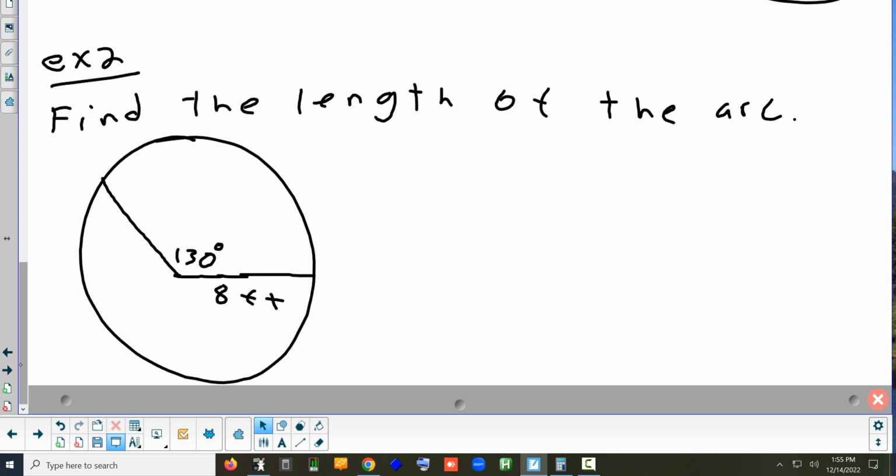All right, let's try this one. This time, they didn't write everything out in sentences. It's just a picture. So find the length of the arc. That's what I want to know.